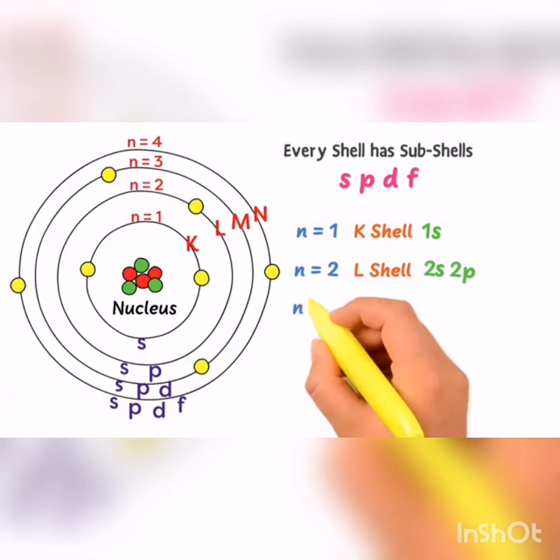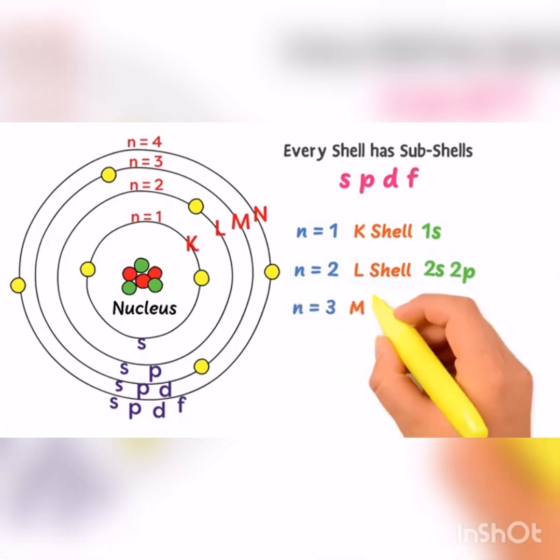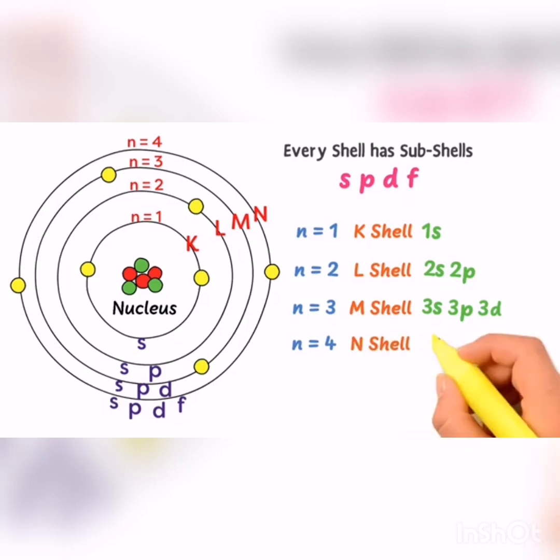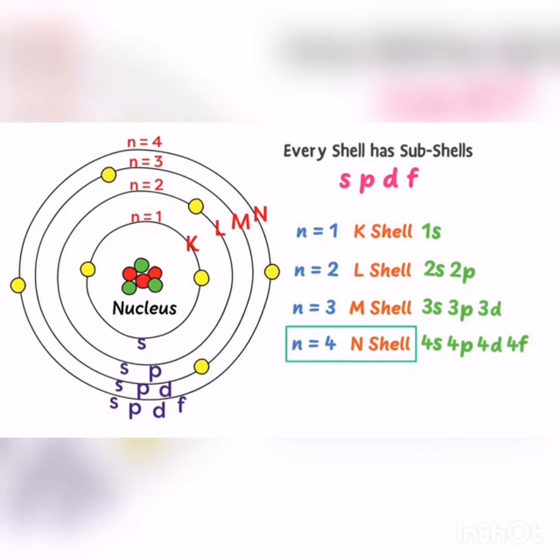Thirdly, I write n is equal to 3. It is the M shell, and we know that there are three subshells, namely s, p and d. I write 3 with s, p and d because they belong to the third shell. Fourthly, I write n is equal to 4. It is the N shell, and we know that it has four subshells, s, p, d and f. I write 4 with s, p, d and f because they all belong to the fourth shell.